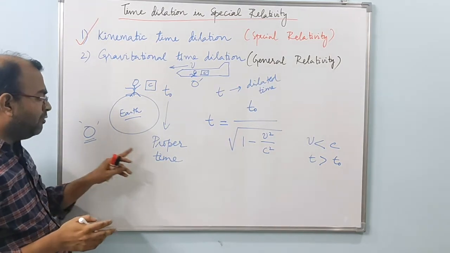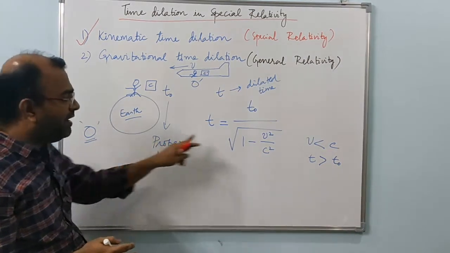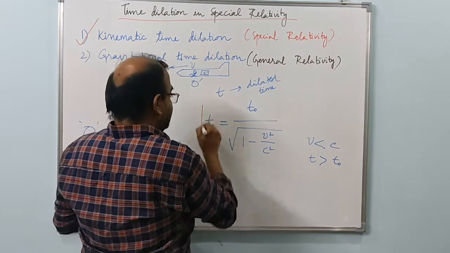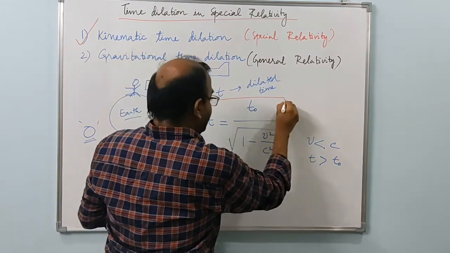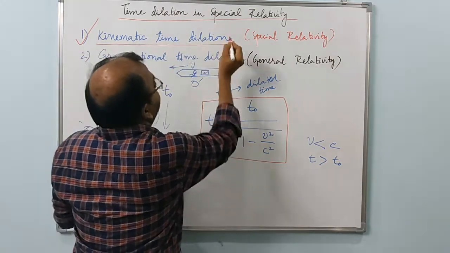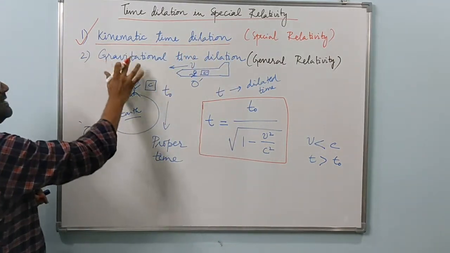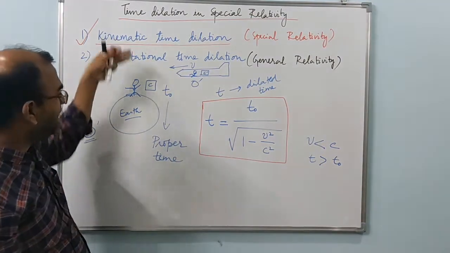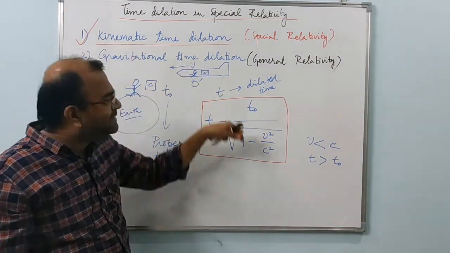Right, so we are talking about a time measured by the same observer in this case, and this is the very important expression, the time dilation expression given by the special theory of relativity for kinematic time dilation. We are not discussing the expressions for gravitational time dilation in this video. We are not going to discuss this in detail, but this is the kinematic time dilation.